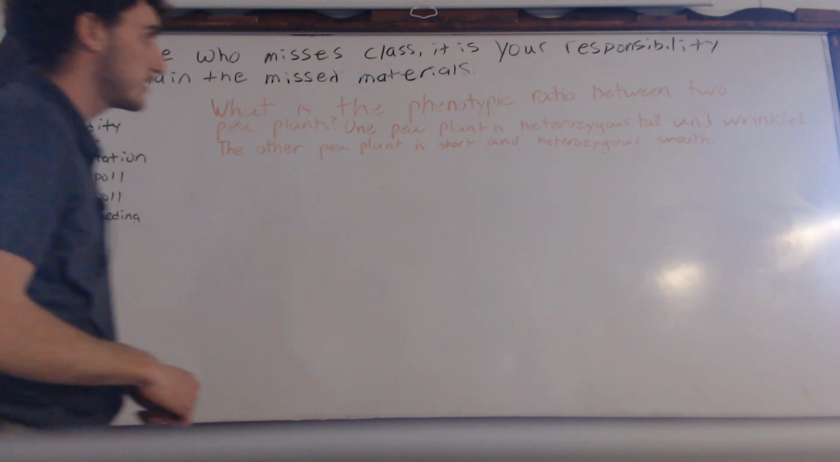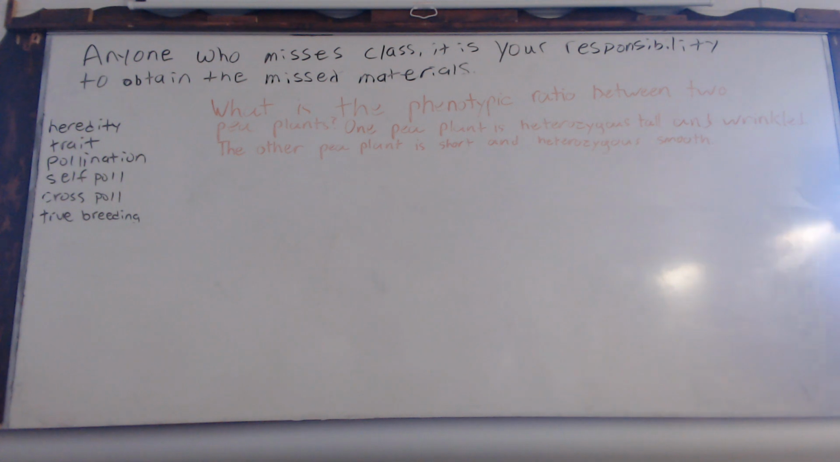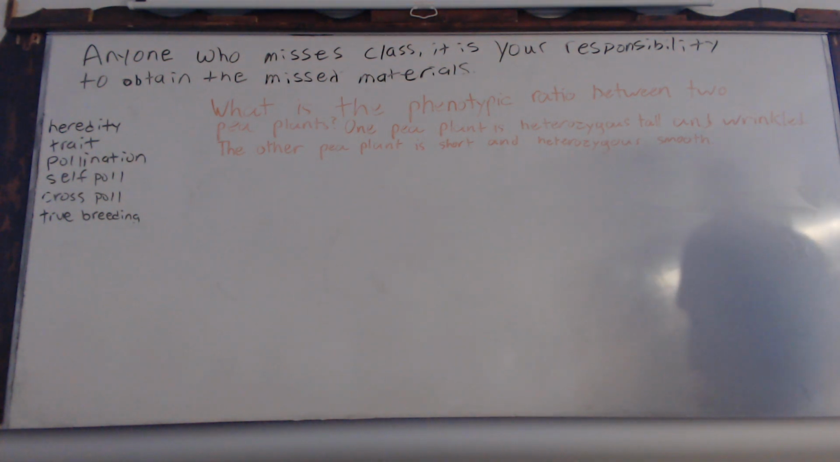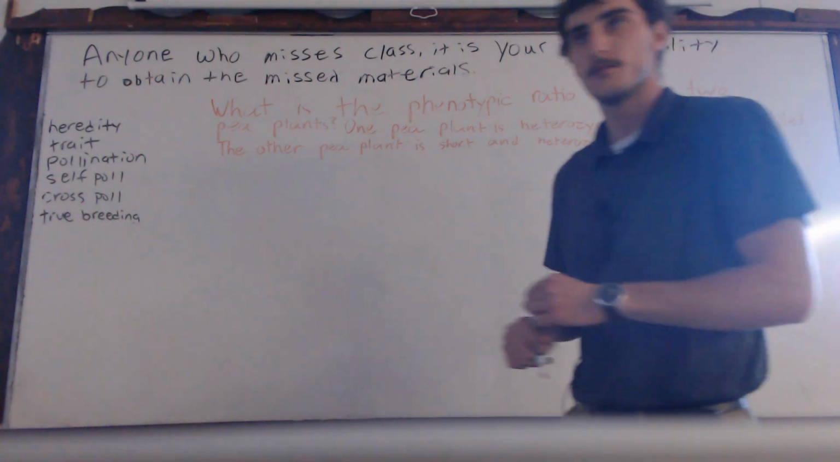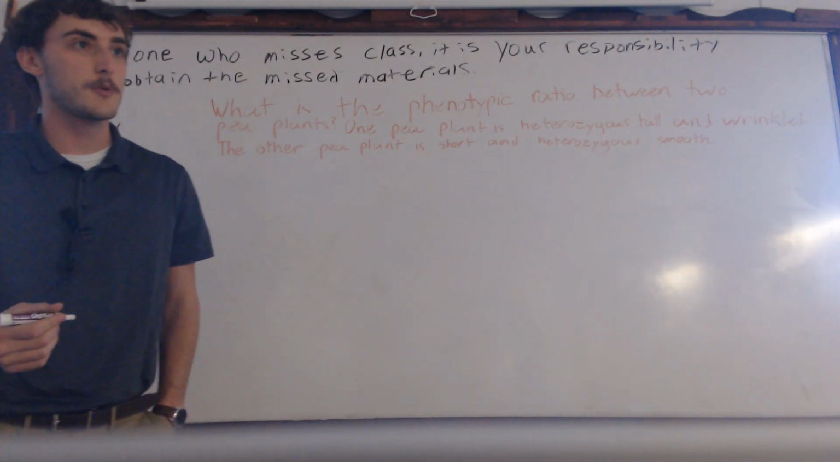What is the phenotypic ratio between two pea plants? One pea plant is heterozygous tall and wrinkled. The other pea plant is short and heterozygous smooth. So what is the genotype of the two parents? Can you solve the problem?